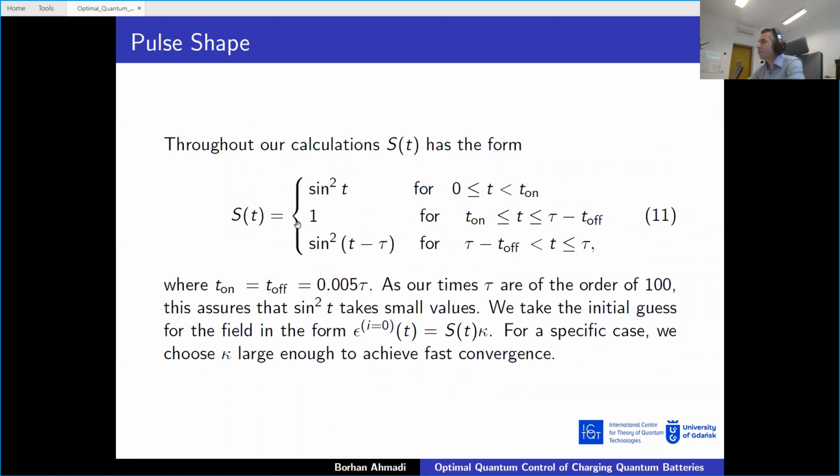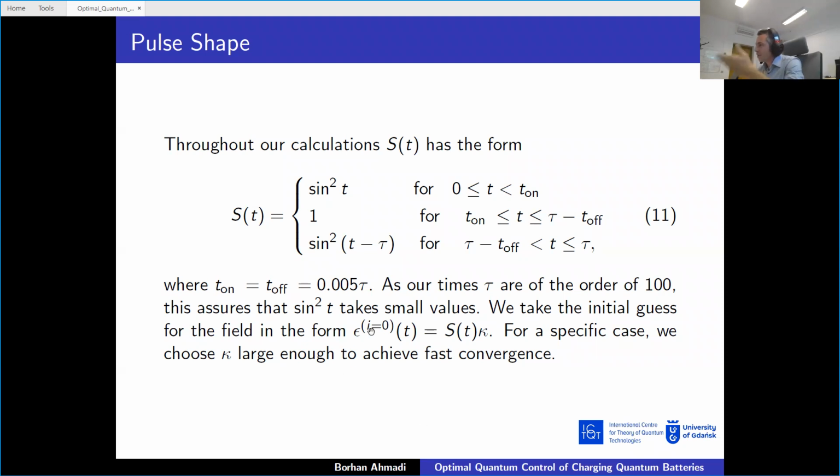Here in our work we choose it to be in this form, like sine squared. From 0 to T_on means the moment when the laser is fully on, the shape of the laser would be of this form. When it starts to be turned off, the shape will again be sine squared of T minus tau, and in between, ST is 1. We assume that the turn-on and turn-off time duration will be like 0.005, since our times are of order 100, and so sine squared takes very small values.